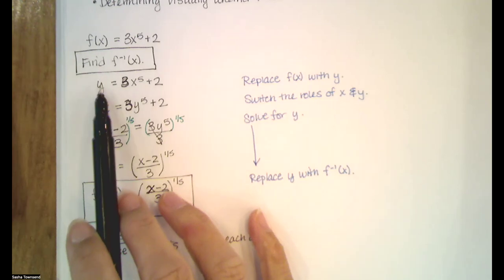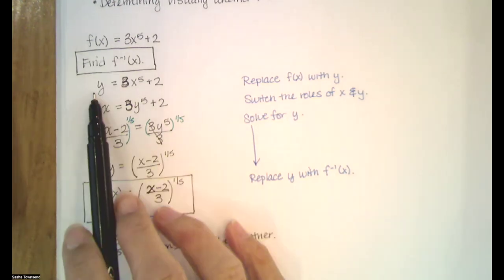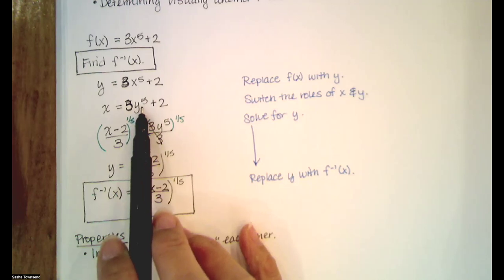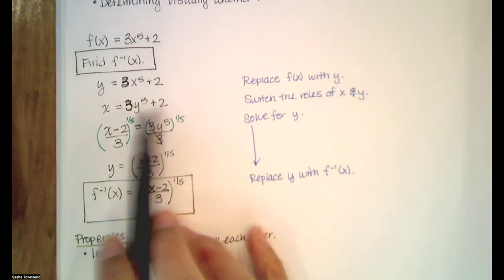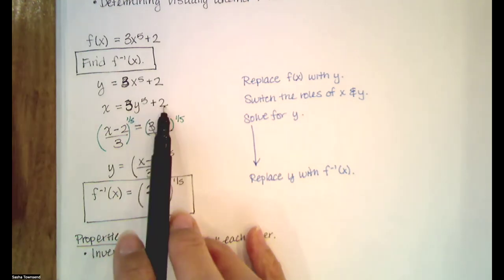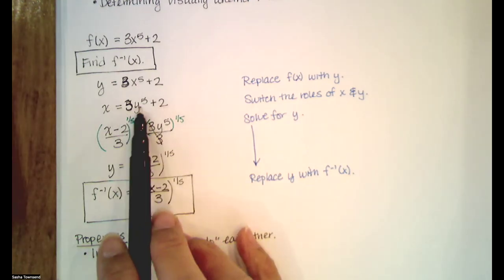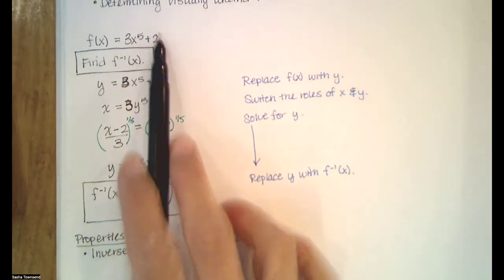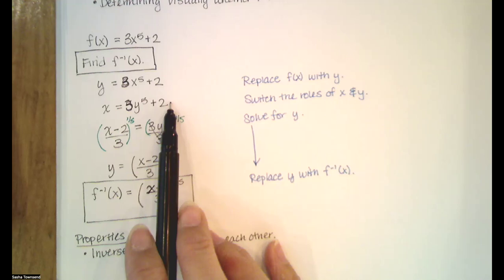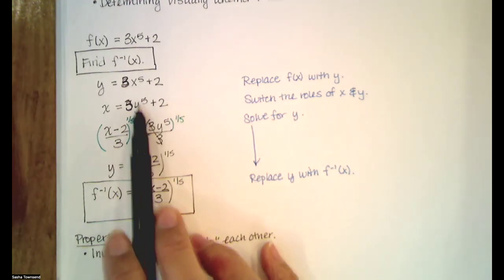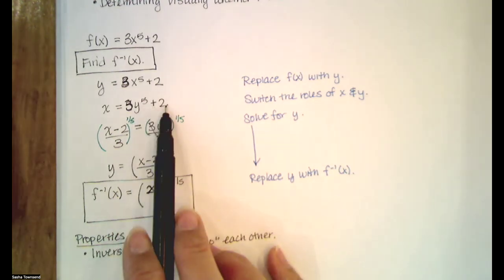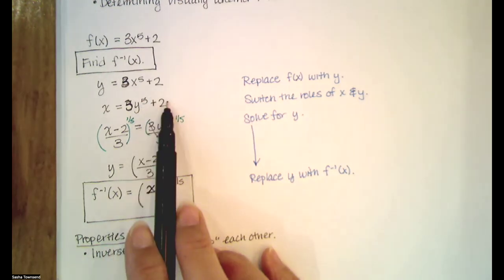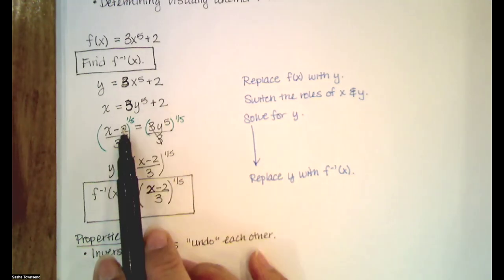I replaced f of x with y, and then I switched the roles of x and y, and then I tried to get y by itself. So what I had over here was 3y to the fifth plus 2, and I was trying to isolate that y. How do we isolate that y? Well, the last thing that we did was add 2. In order to get rid of that addition of 2, we have to subtract 2 from both sides.